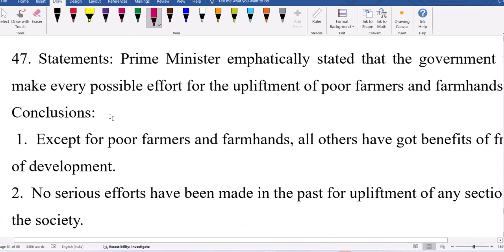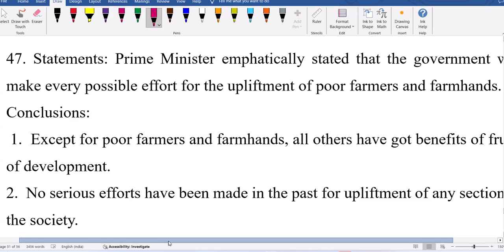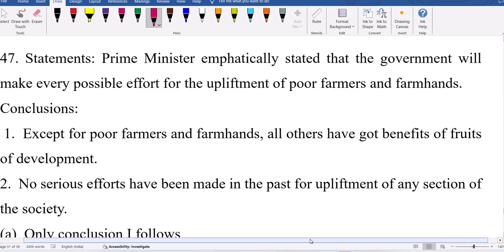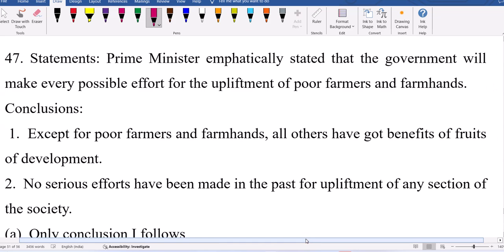Now see about the next one. Prime Minister emphatically stated that the government will make every possible effort for the upliftment of poor farmers and farmhands. They want to uplift them. Every effort will be put. Now conclusion: except for poor farmers and farmhands, all others will have got the benefit of fruits of development. They didn't discuss the remaining. No, they said for poor farmers, we want to uplift them, and we need to put a lot of efforts to make them better.